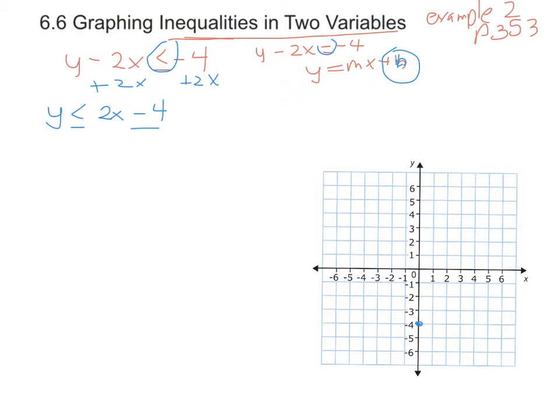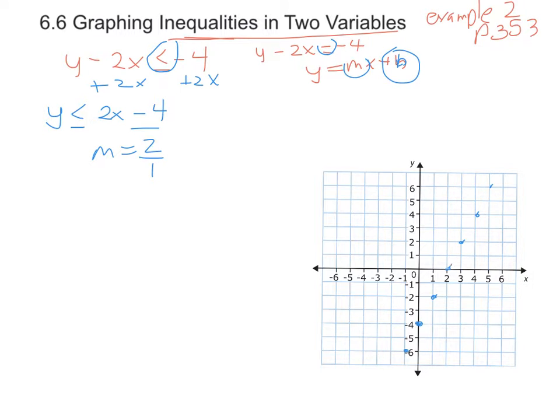My slope, my m, is 2, which means 2 over 1, which means I'm going to go up 2 and to the right 1 and put a dot. And I'm going to keep doing that. Up 2 and to the right 1, and put dots all the way across. And I can go down in the other direction also.